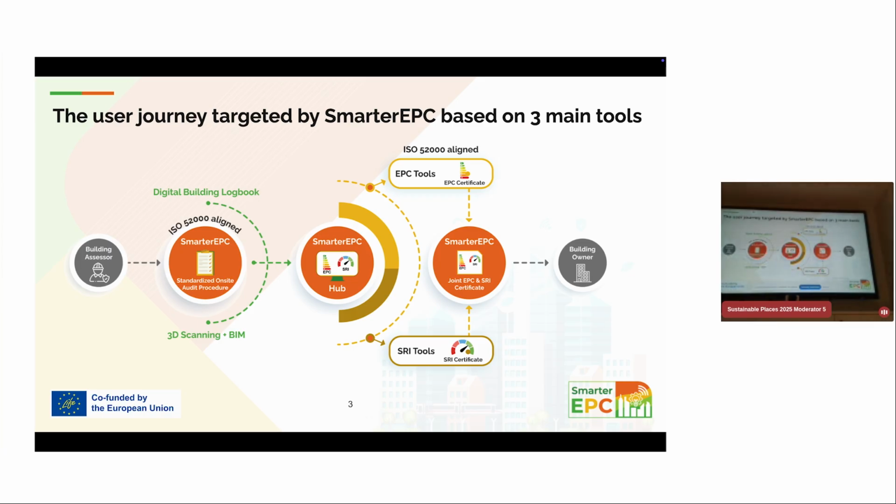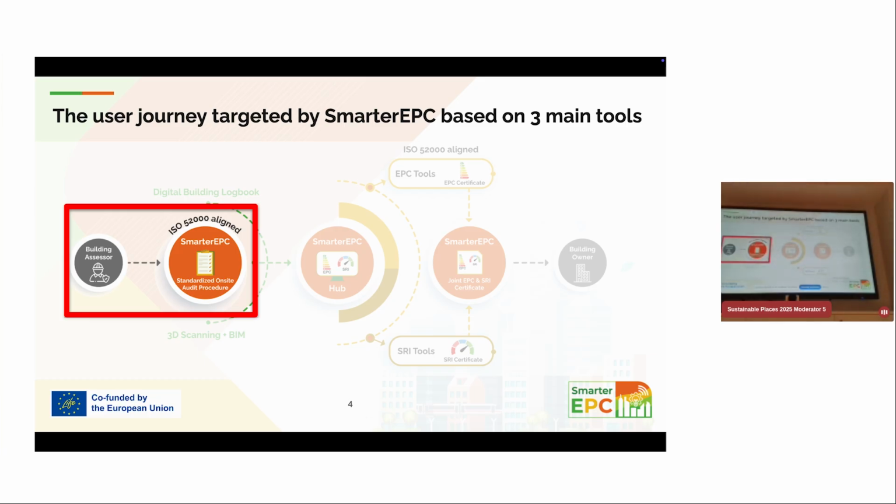So we are not redeveloping or recalculating SRI, etc. Other projects are doing this very well, so we are using those projects instead. And then the idea is to have everything integrated into a joint certificate, even though for the moment we don't know whether or not member states are going to choose this, because SRI could be integrated into energy performance certificates, or there could be 2 separate certificates. Both options are possible. So focusing first on the on-site audit procedure.